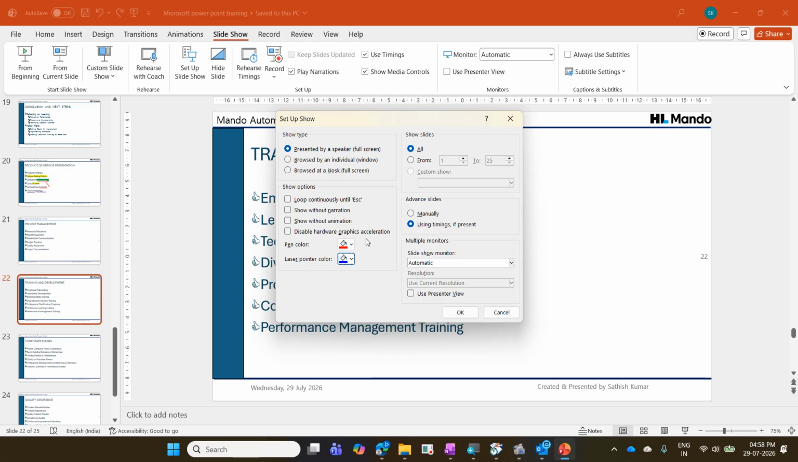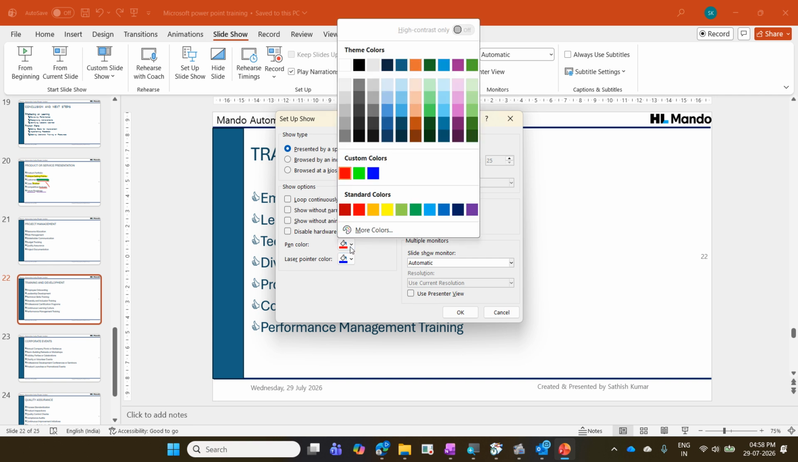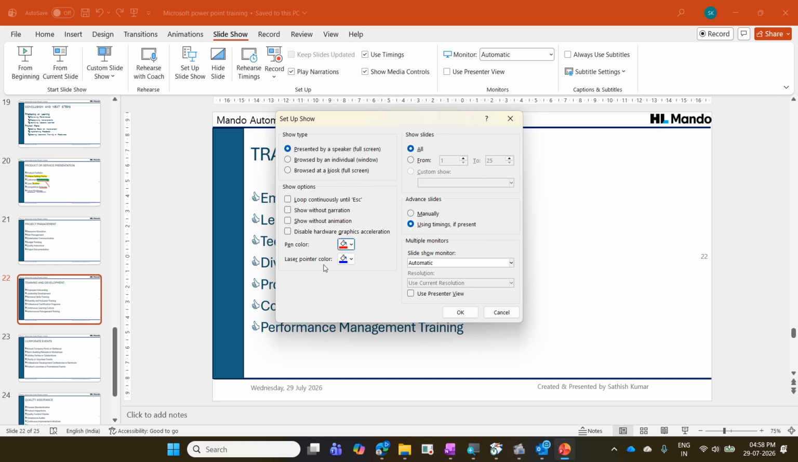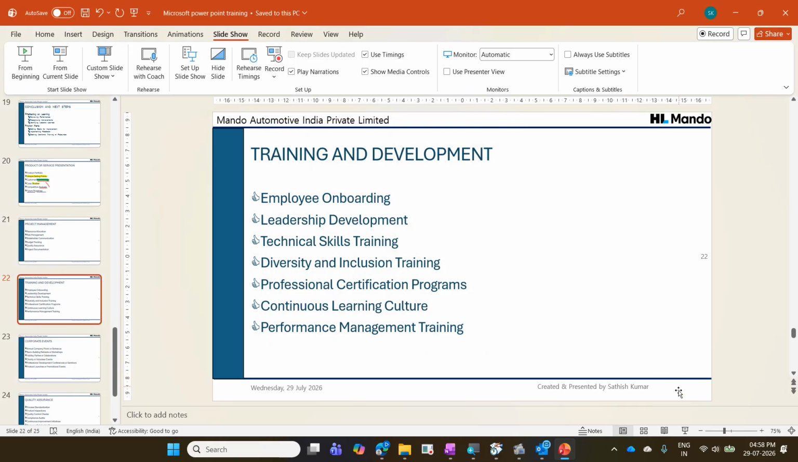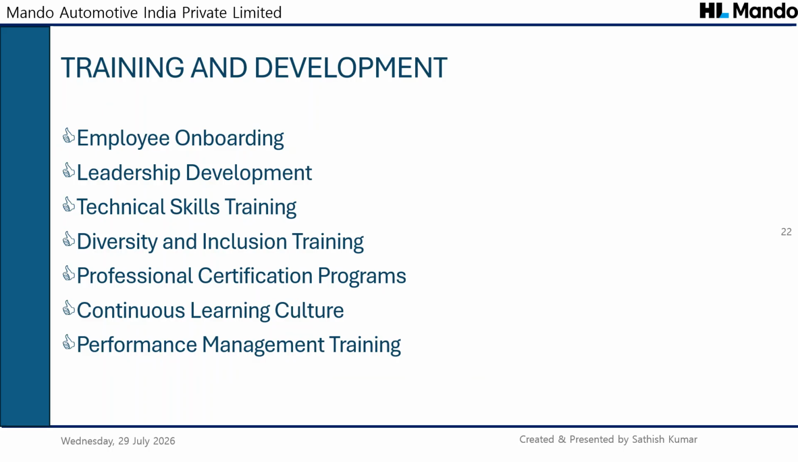Now let me run the slideshow. Control L. Now the laser pointer is in blue. Blue color laser pointer. Escape.